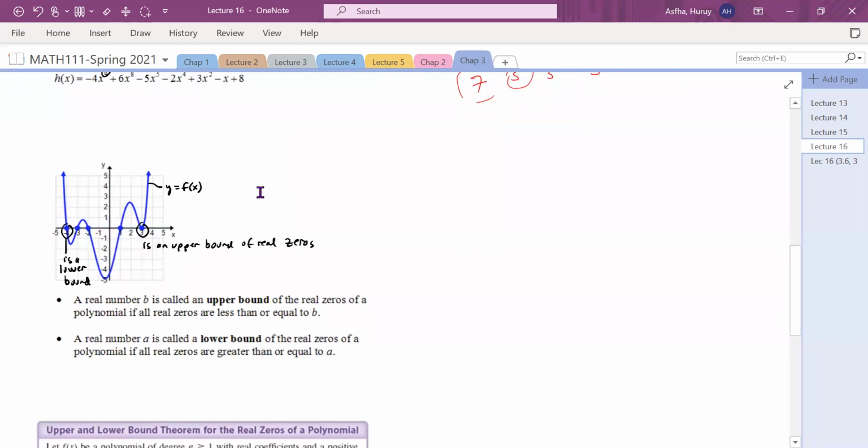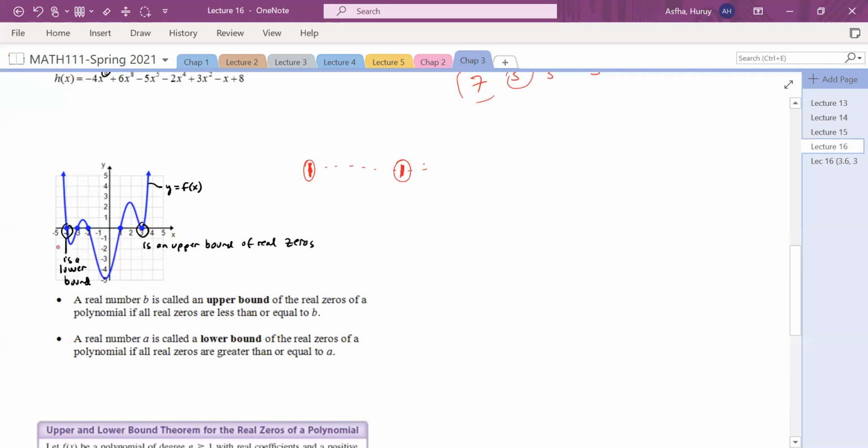Okay, and another thing that can help us reduce the possible rational zeros is to find the upper bound and the lower bound. So the upper bound is basically, if we have a list of possible rational zeros, and all the zeros of the polynomial are less than this number, then we call this one an upper bound. And if all the real zeros are greater than this number, then we call this number a lower bound of the real zeros. Okay, so basically that's what it means.